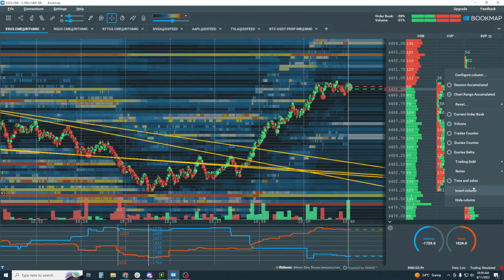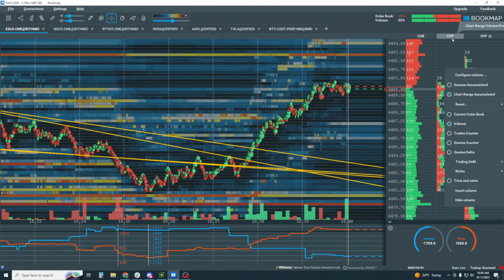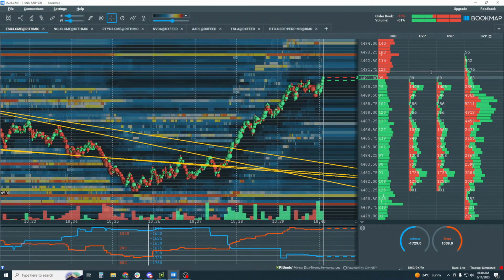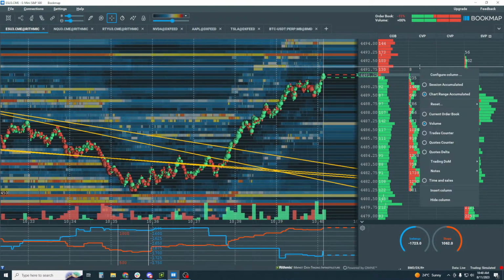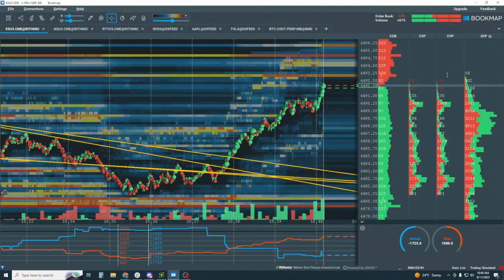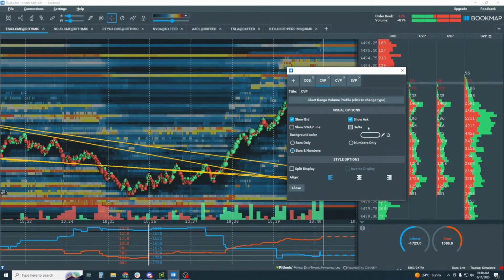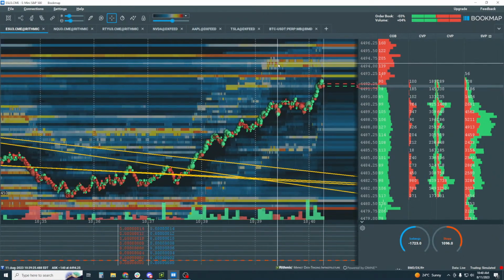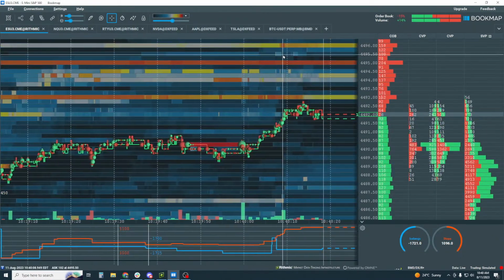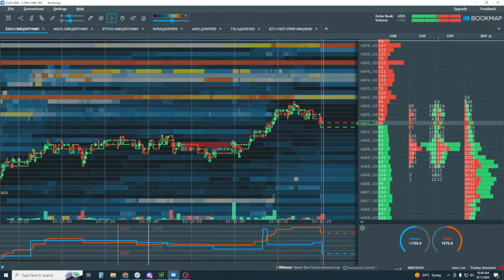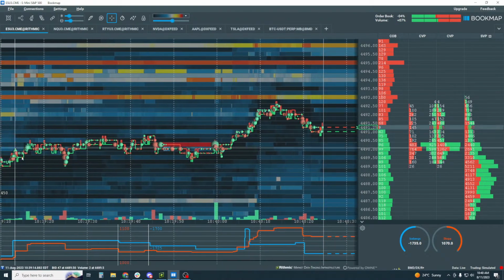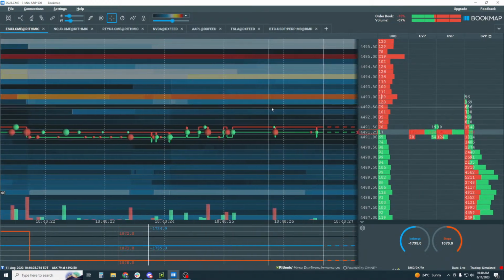So we're going to actually duplicate this column by right-clicking in the CVP column and inserting another one. So it just duplicates it, right? Now what we're going to do is right-click in here and go to Configure Column, and then go to Split Out the Data here. Okay, this is what Alois is talking about. Now we can look at this column here. This is the aggressor within this chart range here. Okay, it's based on the chart range, right?